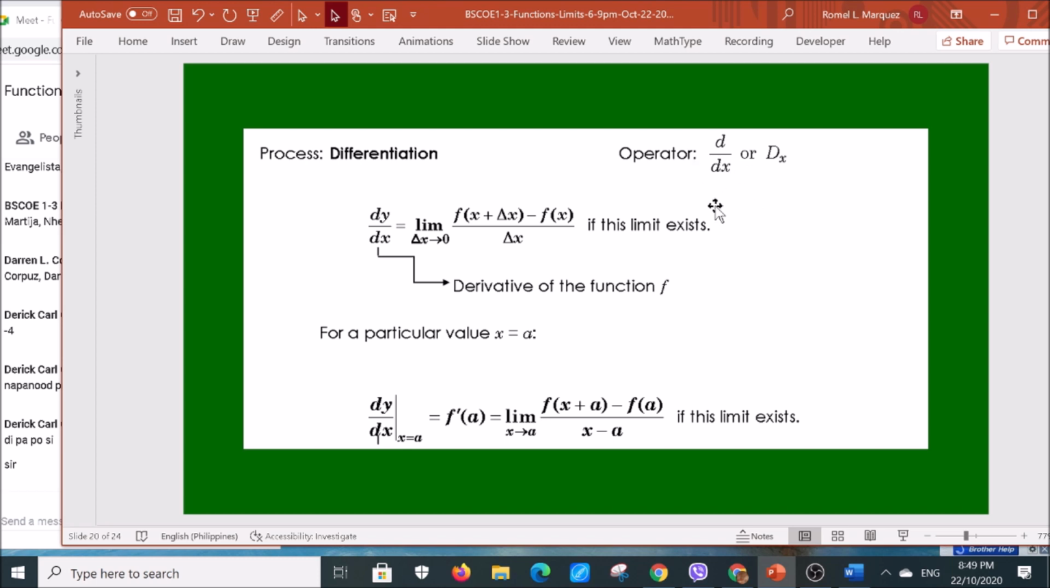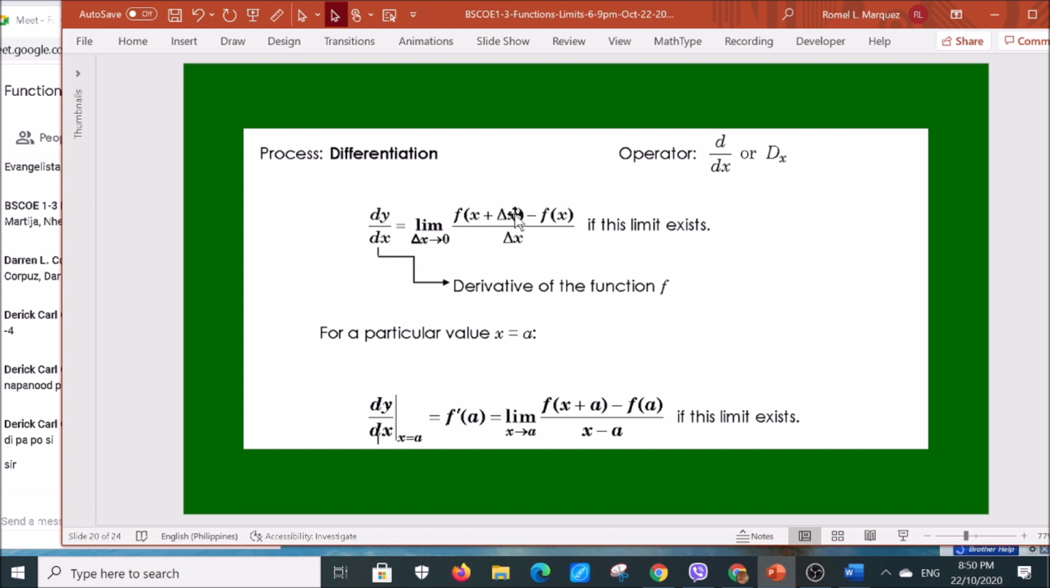So d over dx, which is read as d over dx, or specifically the derivative with respect to x, or D with subscript x, that is capital D. But normally, d over dx is the operator we use. When you apply that to a function, you will get another function which is interpreted as the slope of the curve at the point on the curve. And this is how the derivative is defined.